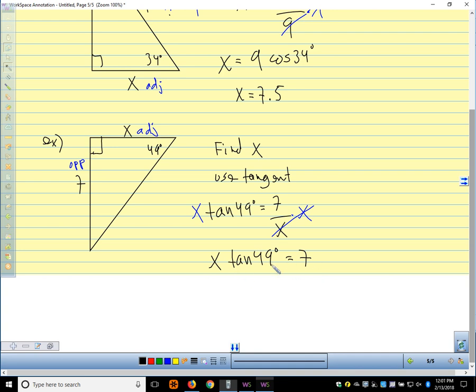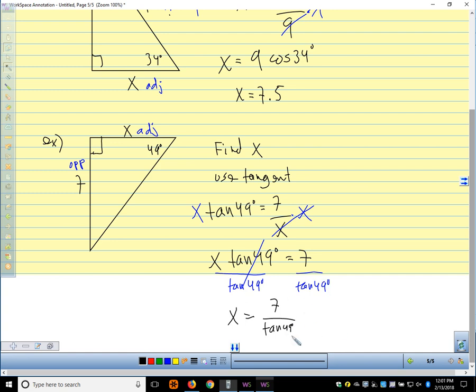Well, I want to get x by itself. Tangent 49 is just a number. What is it doing to the x? Adding, subtracting, multiplying, or dividing? Multiply. How do we undo multiplication? Divide. So we're going to divide both sides by tangent 49. Tangent 49 divided by tangent 49, those go away. And I get x equals 7 divided by tangent 49.